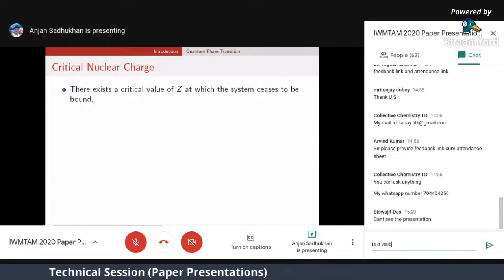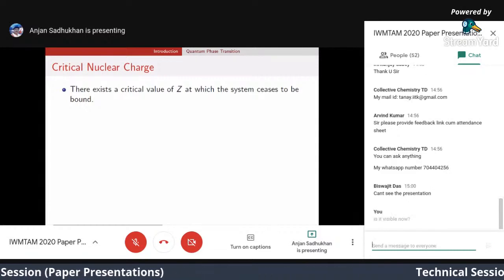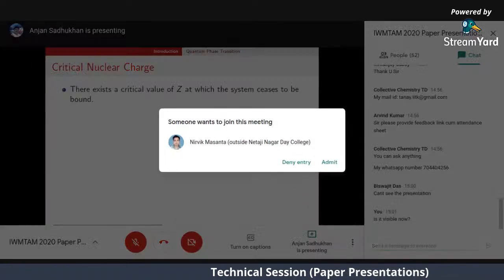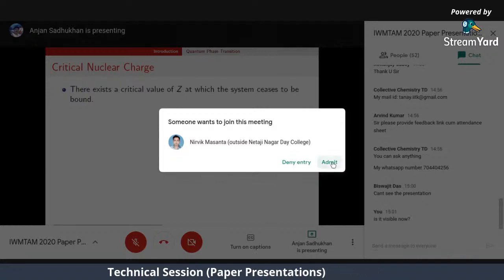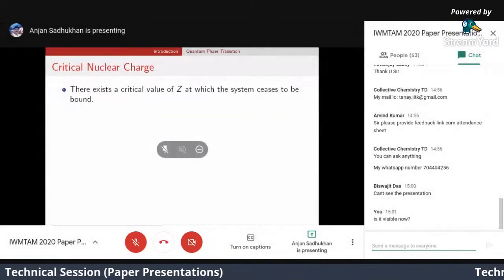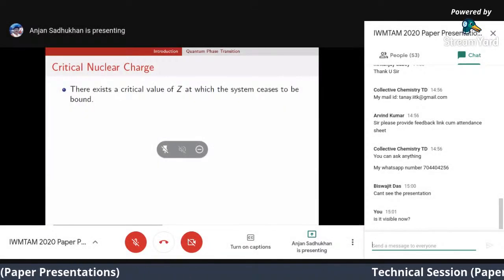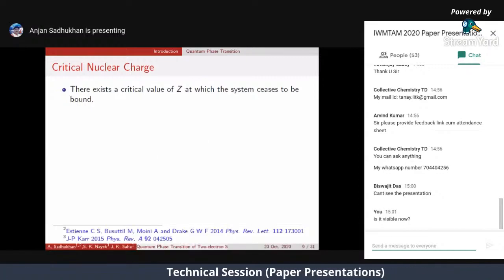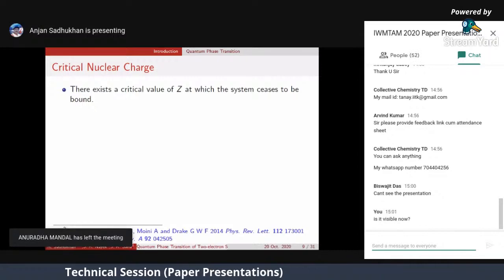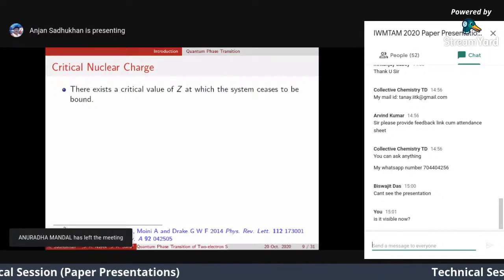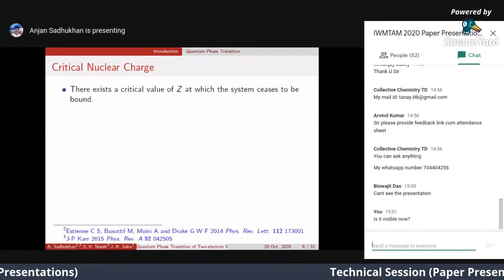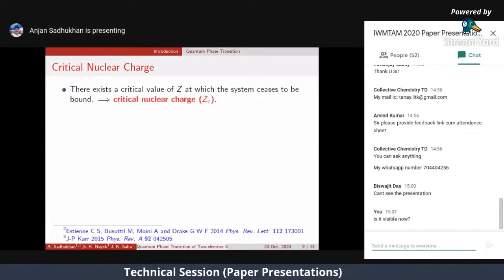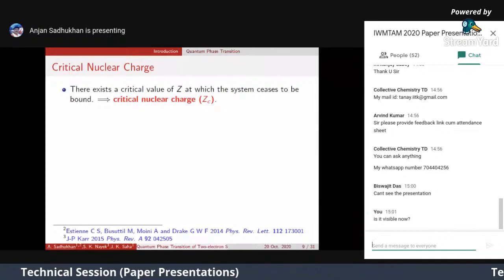Now, for real physical systems, Z can be considered only as integer numbers, but for this case, Z has been considered as a real continuous variable, which triggers the notion of fractional nuclear charges. But it is an interesting field of study where the ground state energy of a quantum system varies analytically with Z. In the year 2014, Estin et al.